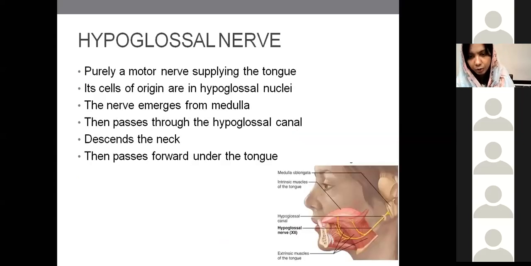Now the hypoglossal nerve, purely a motor nerve supplying the tongue. Its cells of origin are in the hypoglossal nuclei. The nerve emerges from the medulla, then passes through the hypoglossal canal, descends the neck, then passes forward under the tongue.